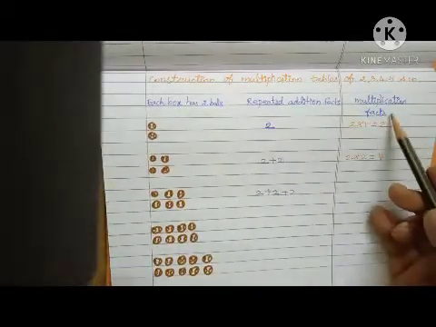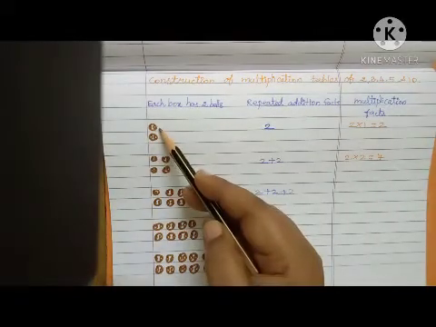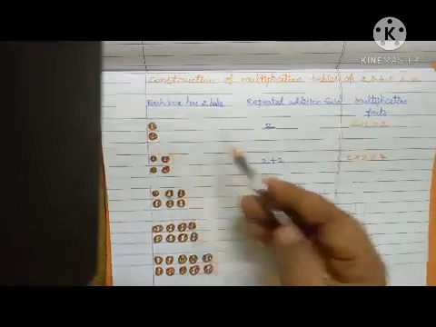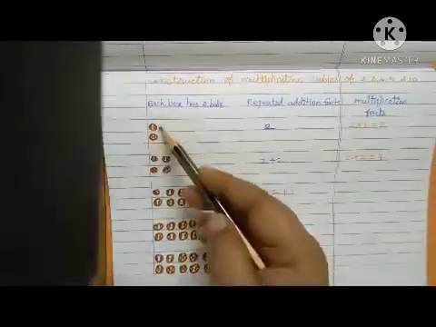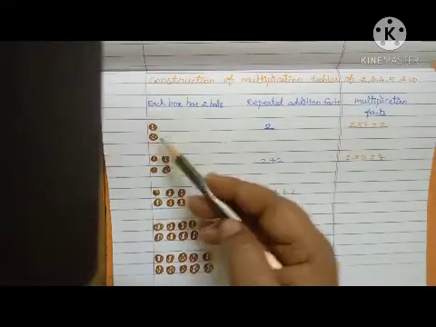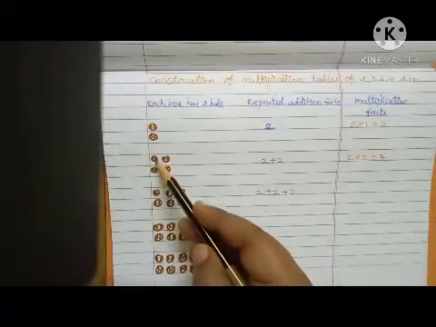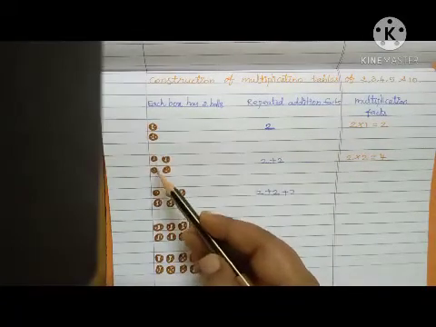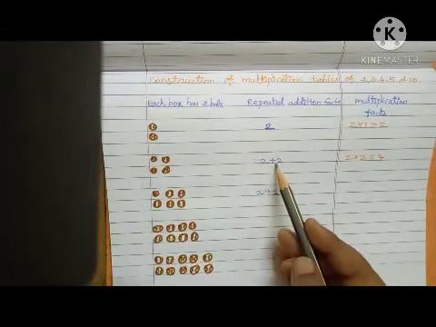The next one, multiplication fact. First one, how many balls are here? 1, 2. So write the number 2. So 2 is given how many times? Only one group. So 2 ones are 2. Then next one, 1, 2 balls. One group, 2 groups. So write 2 plus 2.